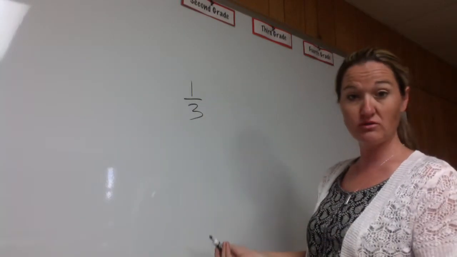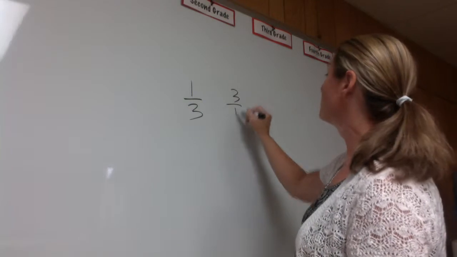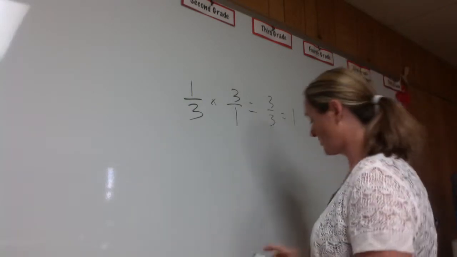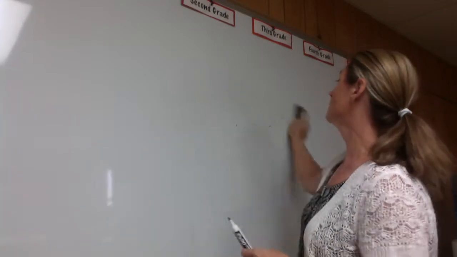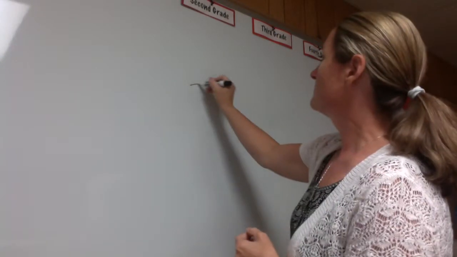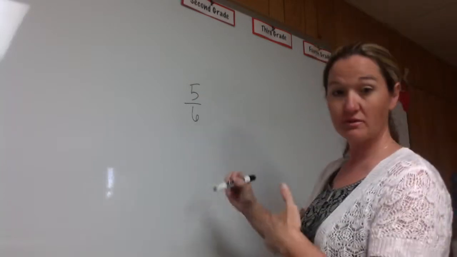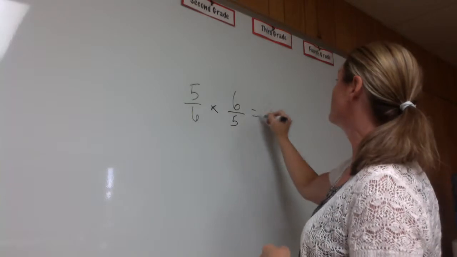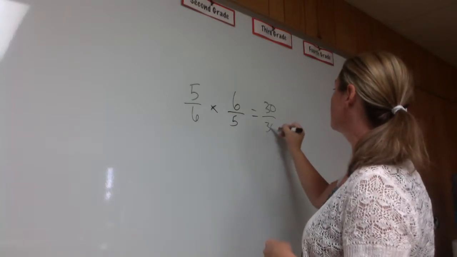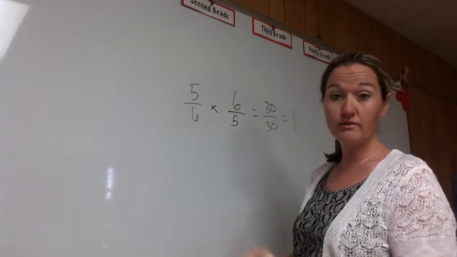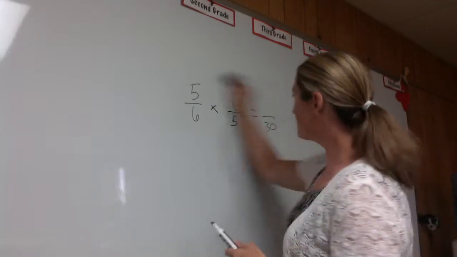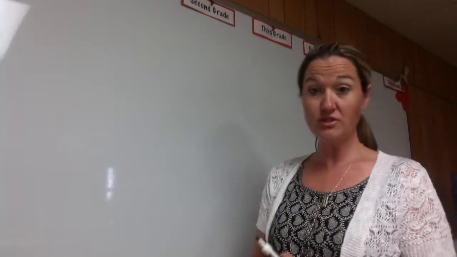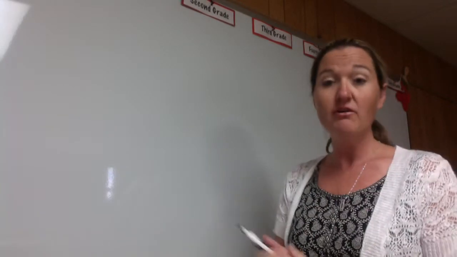1/3, the reciprocal of 1/3 is 3/1. If I were to multiply it, I'd have 3/3, which is the same thing as 1. 5/6, the reciprocal, flip it over, 6/5. If I were to multiply it, 30/30, I'd get 1. So it's very important that you understand what a reciprocal is because that is something you will need to know in order to be able to divide fractions.